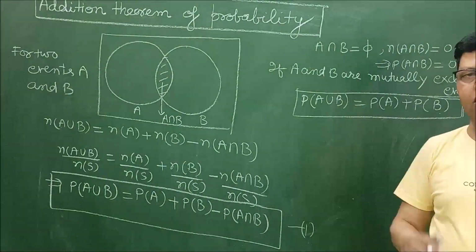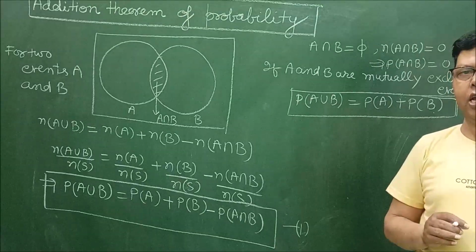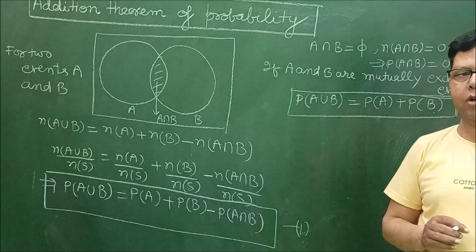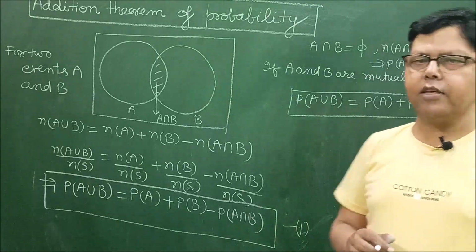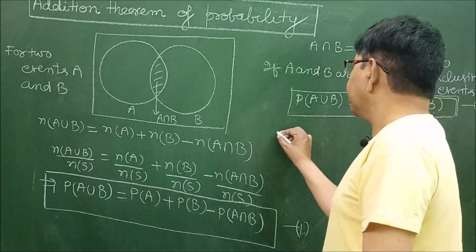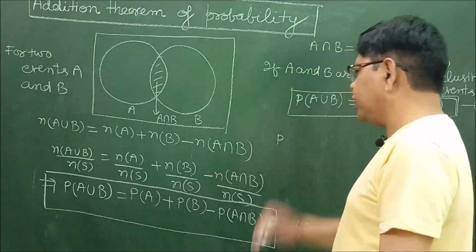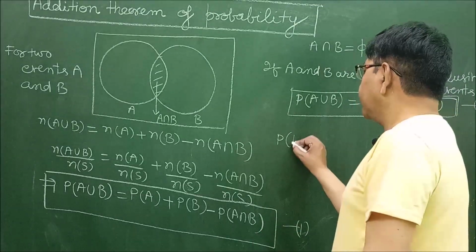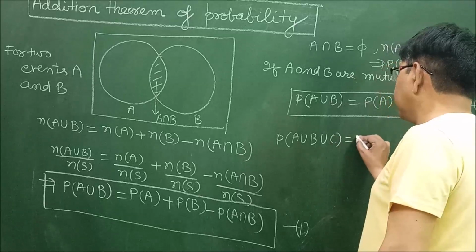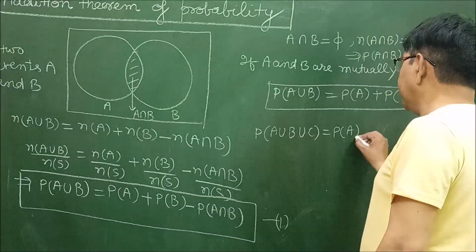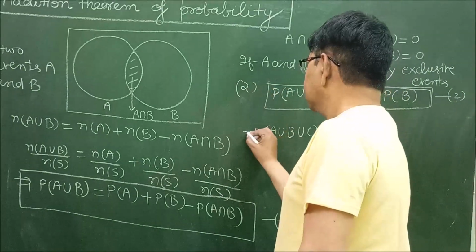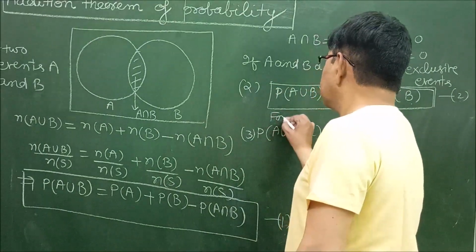Now if we have three events A, B and C associated with a random experiment containing a sample space having n elements, in the same way we can derive the formula for probability of A union B union C, that is, A or B or C, which is equal to probability of A plus probability of B, for three events.